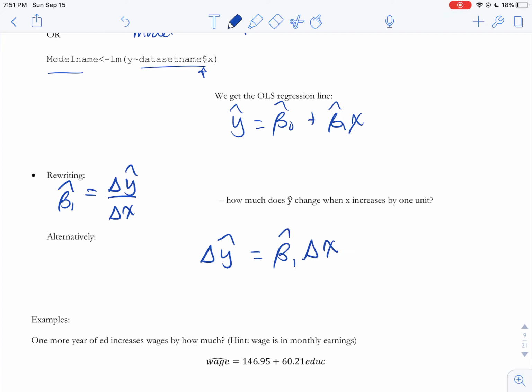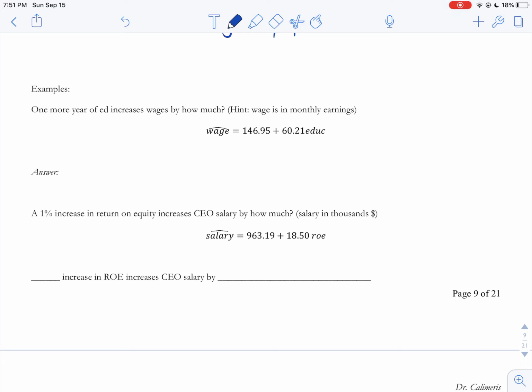So examples, let's say I want to know how much does 1 more year of education increase wage by, okay? And with wage as monthly earnings, I get this predicted equation. So wage hat equals 146.95 plus 60.21 education. So what does that mean? So 1 more year of education is going to increase wages by, if it's monthly earnings, $60.21 per month.